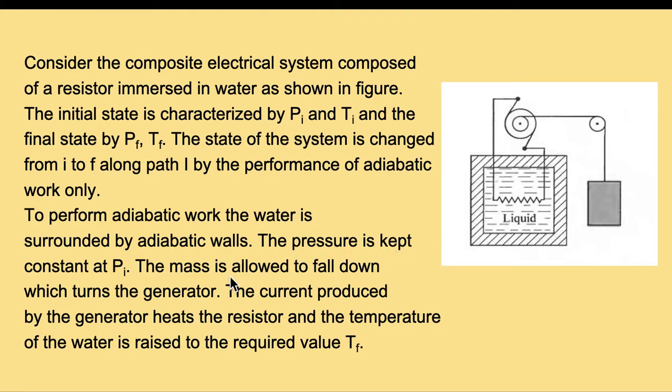So the pressure is kept constant at Pi. The mass is allowed to fall down, which turns the generator. The current produced by the generator heats the resistor, and the temperature of the water is raised to the required value Tf. So corresponding to that value Tf, you will have a pressure Pf. This is one way of performing adiabatic work that we have shown.